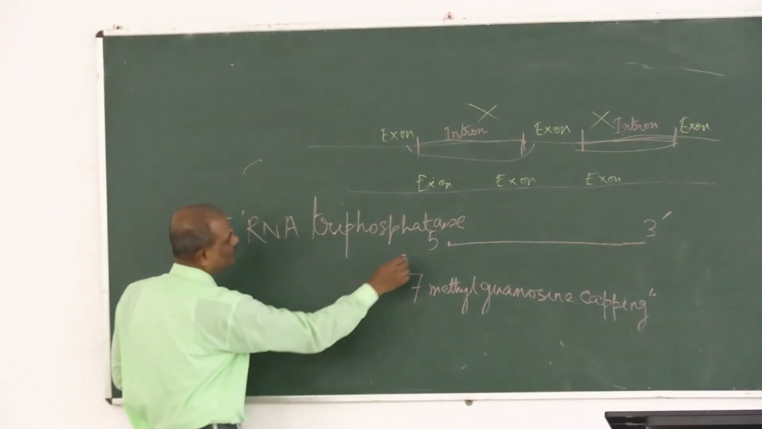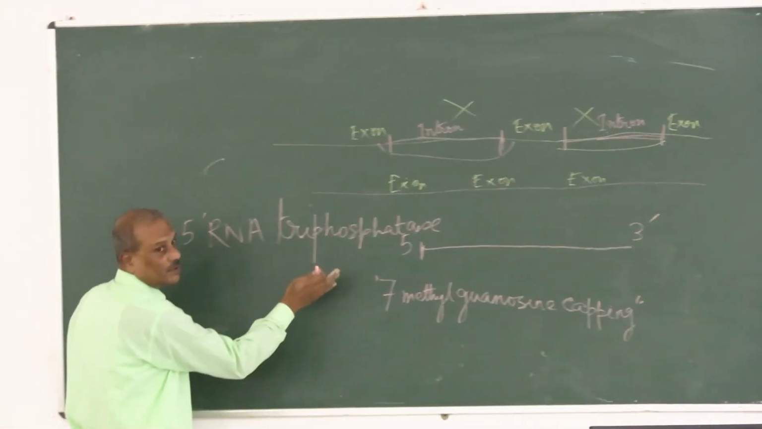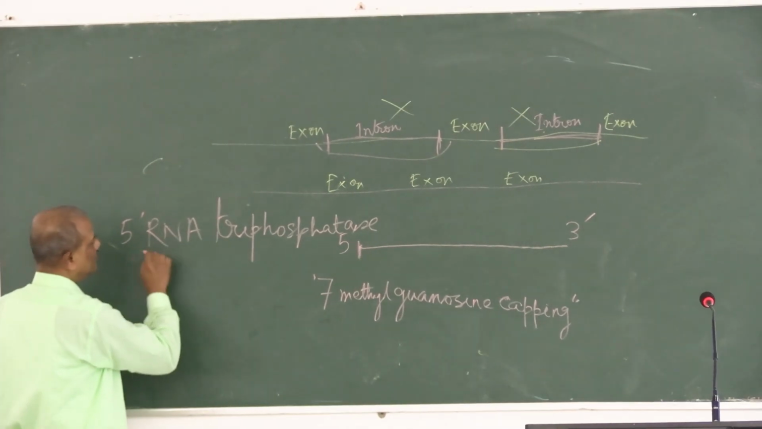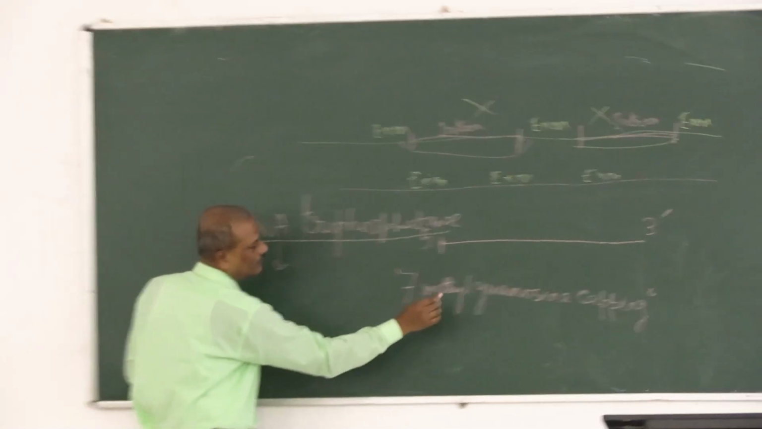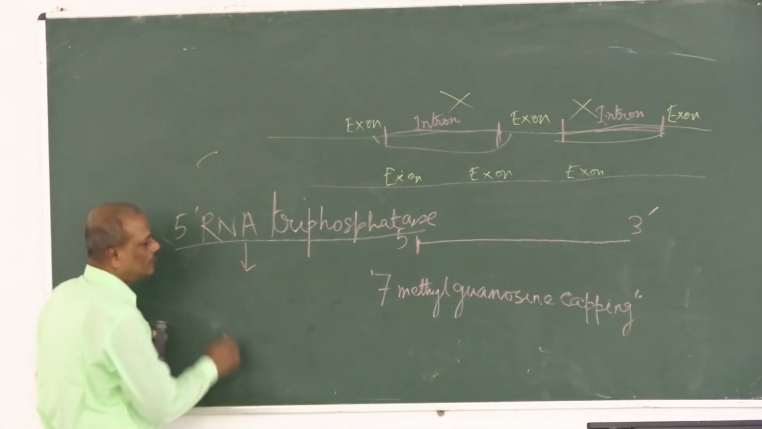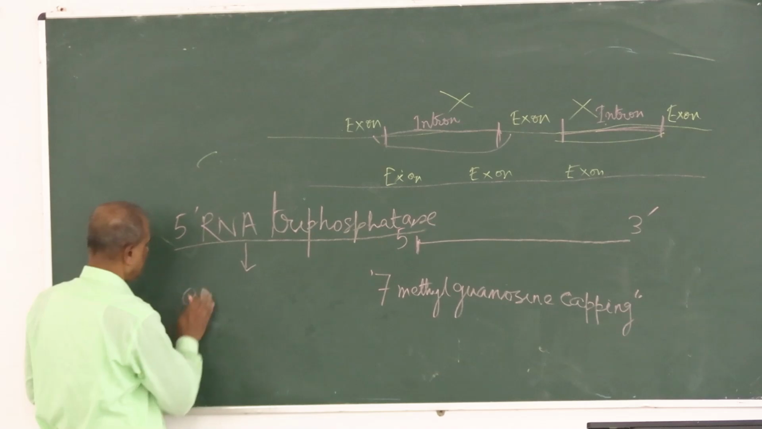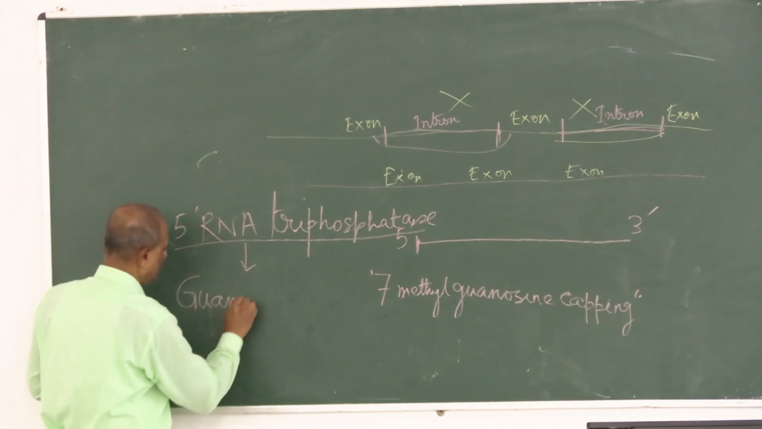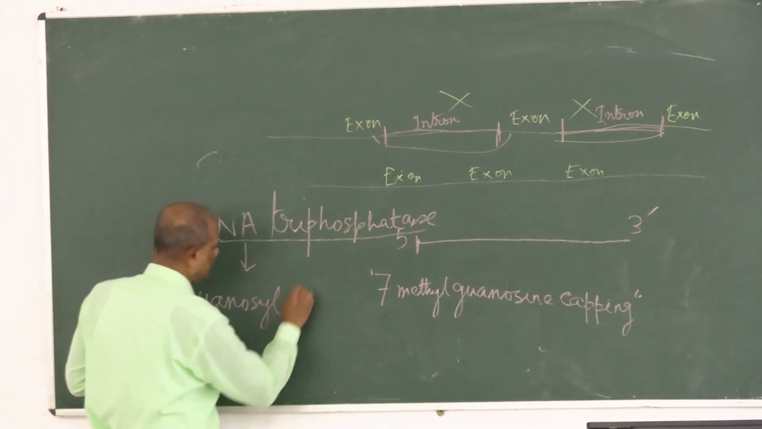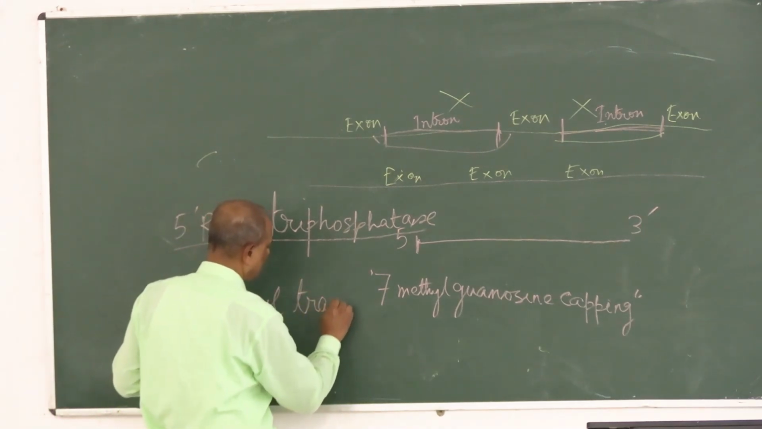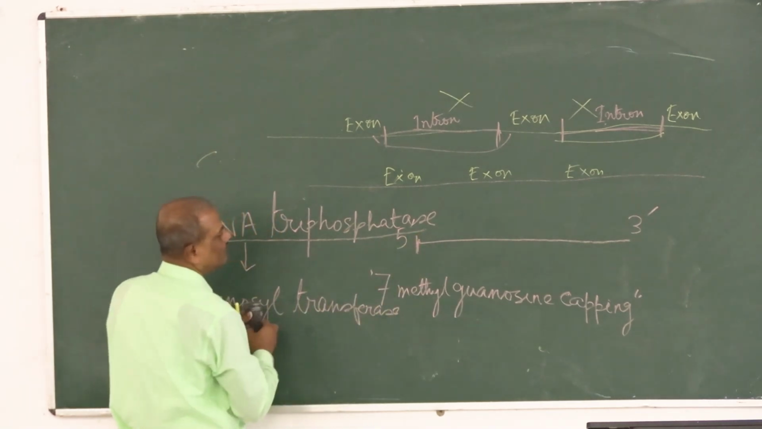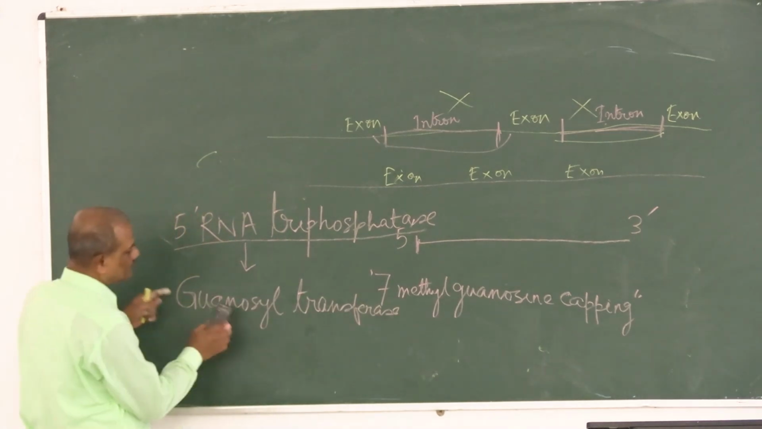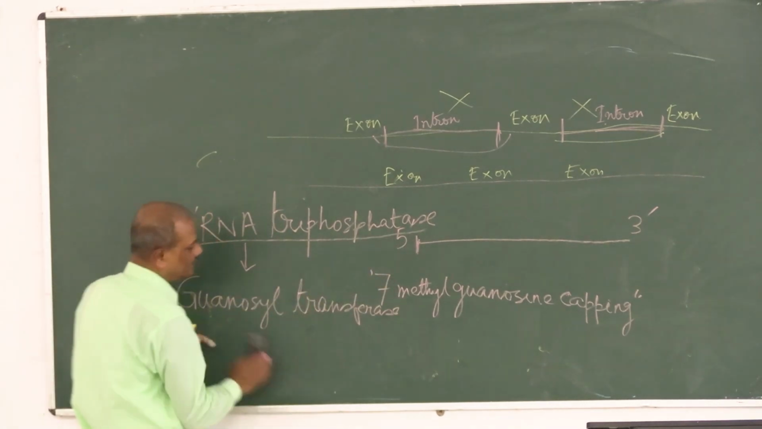So basically at the terminal part, the terminal nucleotide, this 5' RNA triphosphate is acting, and then since guanine is required, guanosine will be required, so guanosyl transferase. Guanosyl transferase enzyme will come here. It will attach a guanosine moiety to this end.